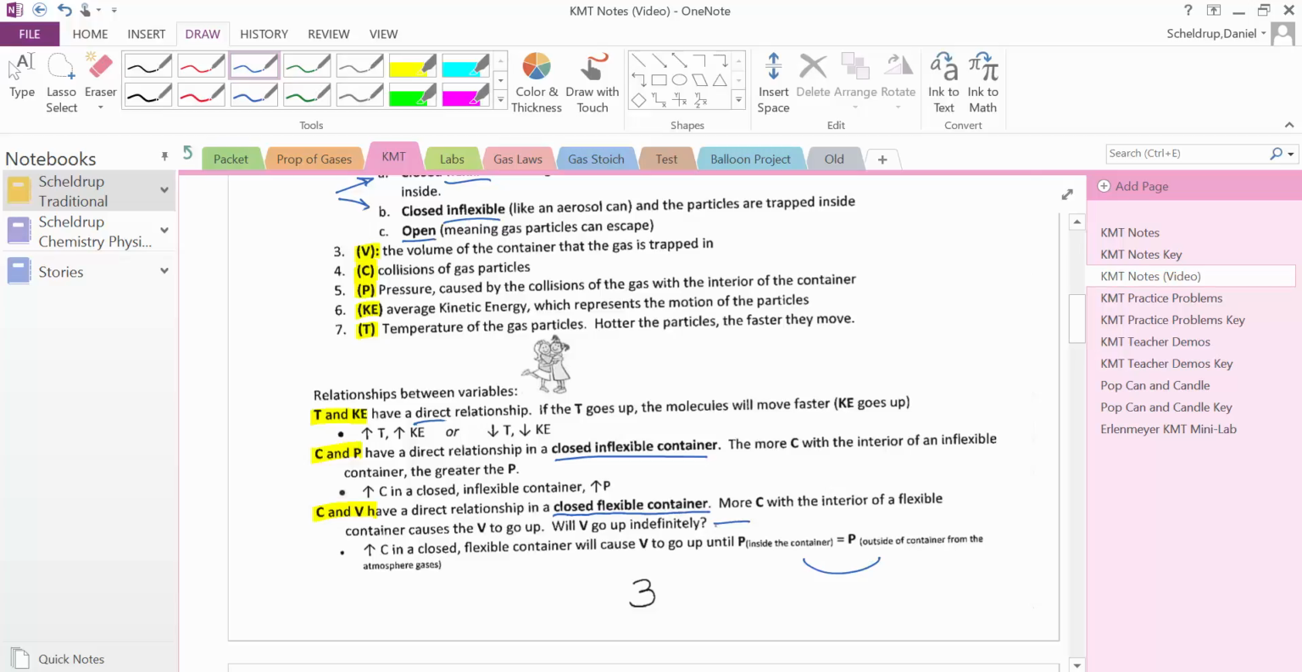Notice there's a question here that says, will it go up indefinitely? Some of the harder questions that we look at, well, eventually you can only inflate a balloon so much and it's going to pop. Your car tires can only inflate so much before they pop. So there will be exceptions to this.